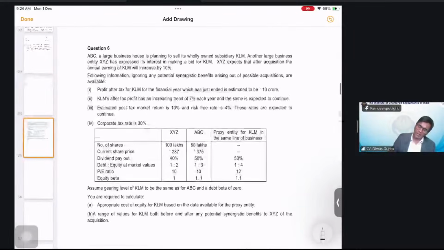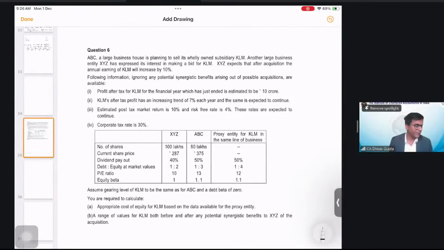Okay, students, now let's move to question number 6. ABC, a large business house, is planning to sell its wholly owned subsidiary KLM. Now it's a question on selling. Another large business entity, XYZ, has expressed its interest in making a bid for KLM. That means XYZ is going to purchase that. XYZ expects that after acquisition, the annual earnings of KLM will increase by 10%. So they are saying that after acquisition, it will increase by 10%.